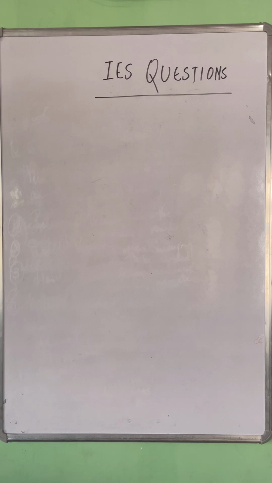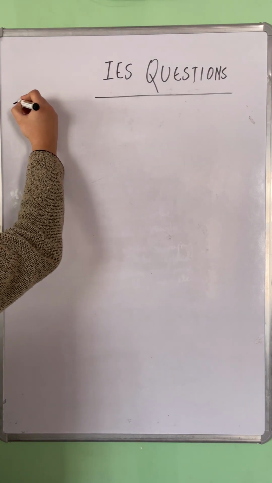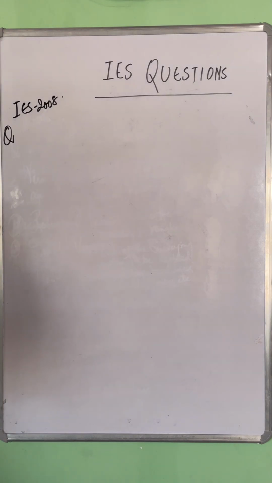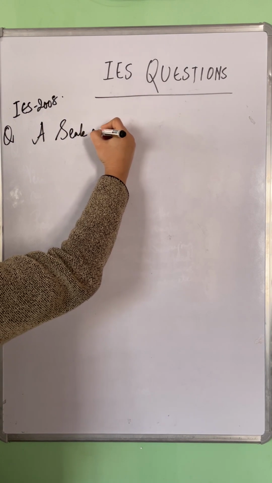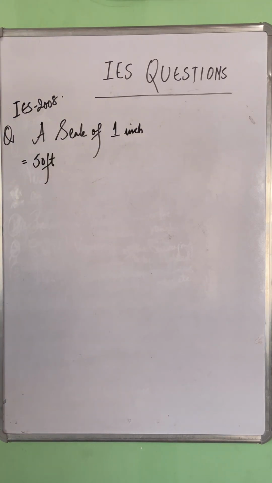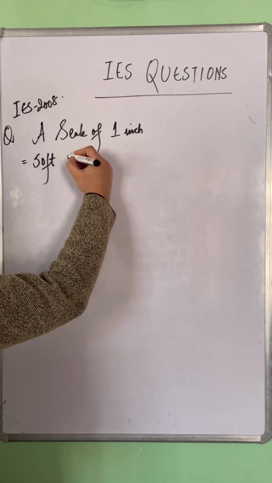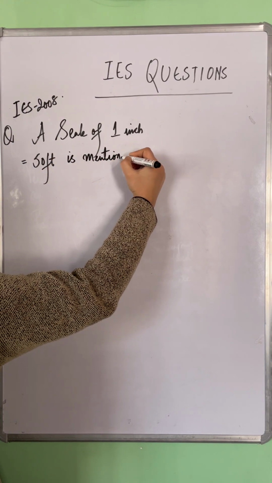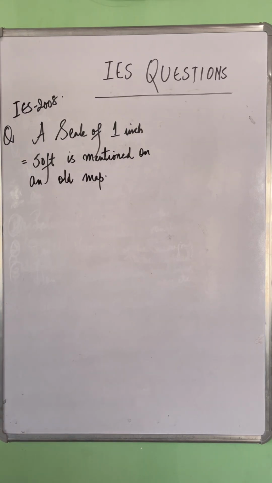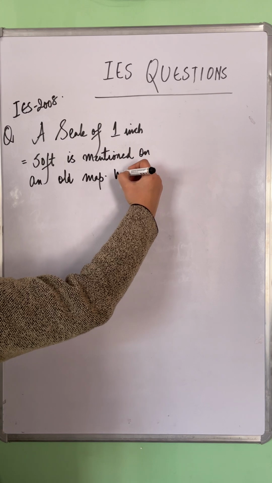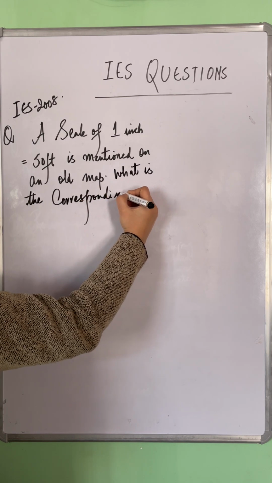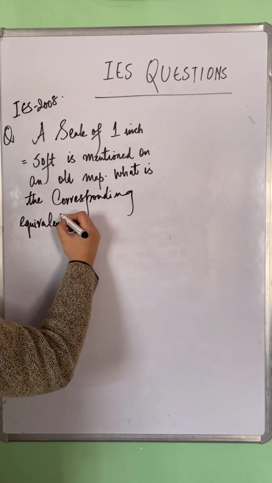All right, this question was asked in IES 2008. And the question is, a scale of 1 inch is equal to 50 feet is mentioned on an old map. What is the corresponding equivalent scale?